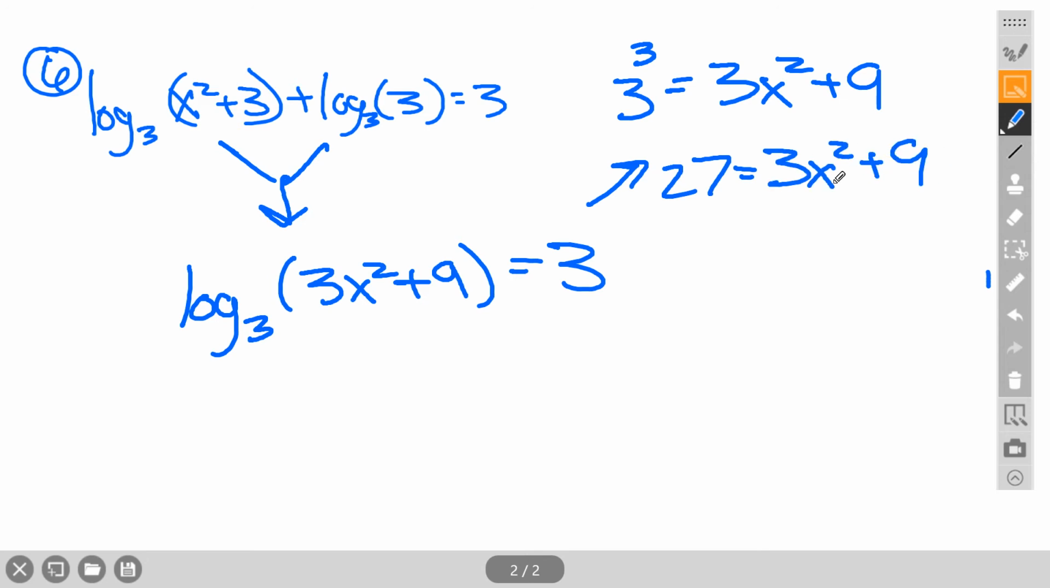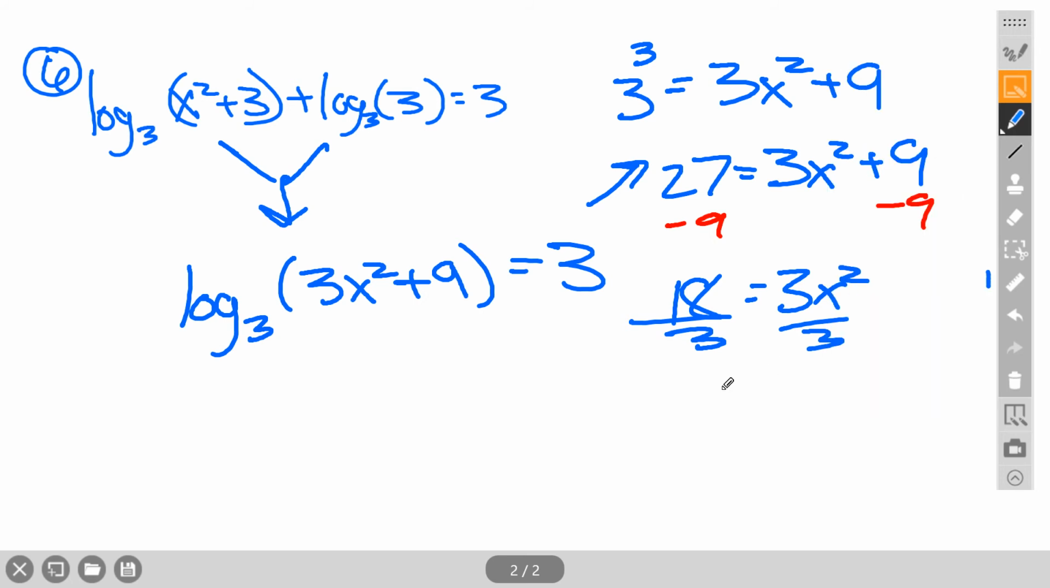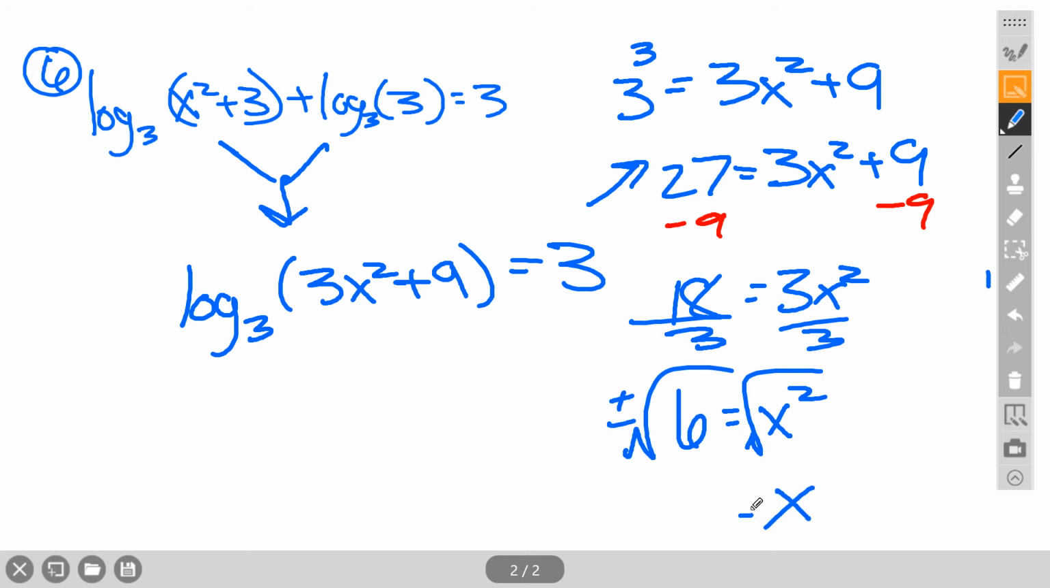All right, now there's no b value here for this quadratic, so I can solve it using the square root method. So I'll subtract 9. 18 equals 3x squared. Divide by 3. 6 is equal to x squared. I can square root both sides. Don't forget plus or minus. So x is equal to plus or minus the square root of 6.